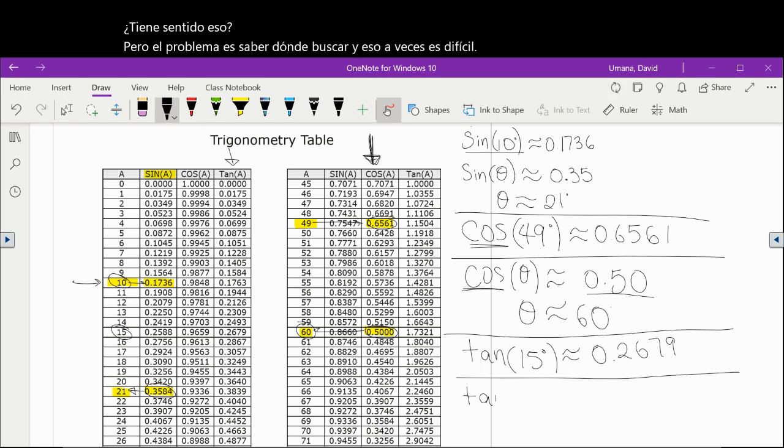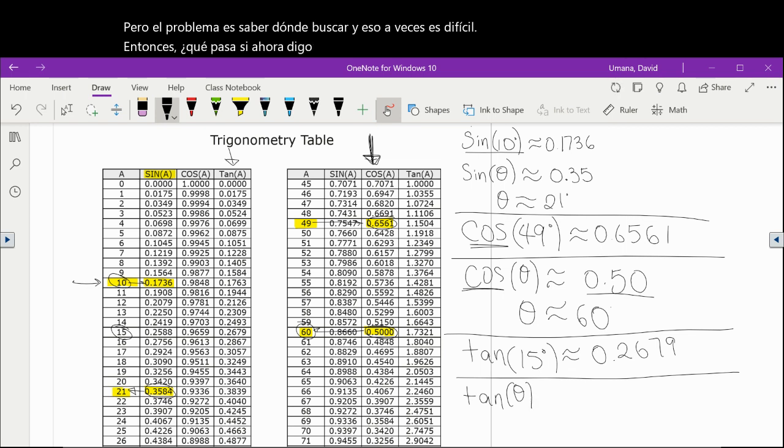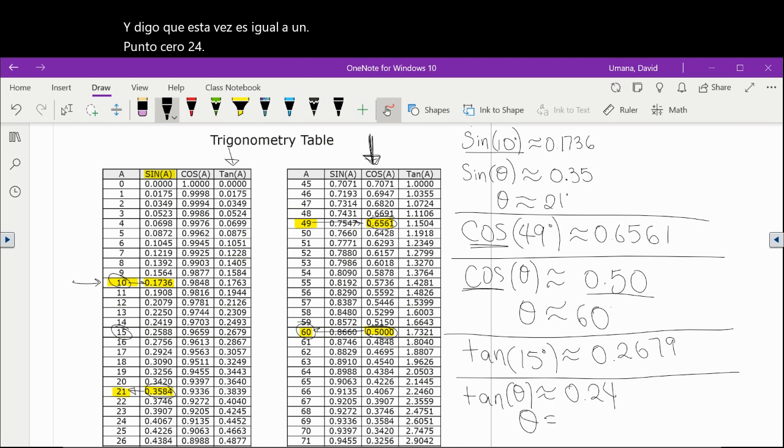So what if I now say I want the tangent of theta, and I say that this time it's equal to 0.24. How much is theta? Okay, so I see 24 and I see 14. So here, 14 degrees. And that's basically what it looks like. The stuff we're going to do today, a lot of it is this kind of information.